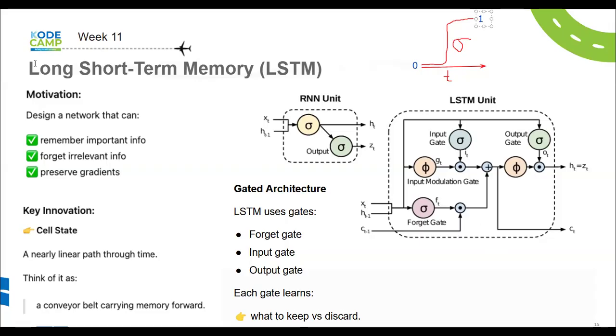We can now try to analyze what is going on inside this cell. There are 3 gates. You have the forget gate. The forget gate, of course, is a sigmoid function. The second gate is the input gate. The input gate is also a sigmoid function. Then you have the output gate. The output gate is also sigmoid. The LSTM uses a gated architecture, using those three gates: the forget gate, the input gate, and the output gate.